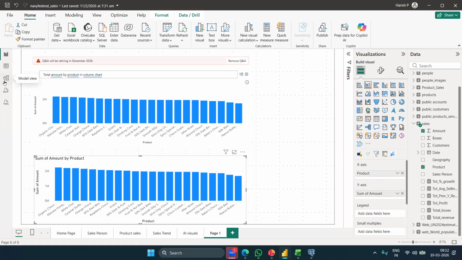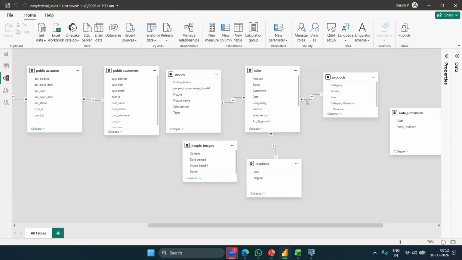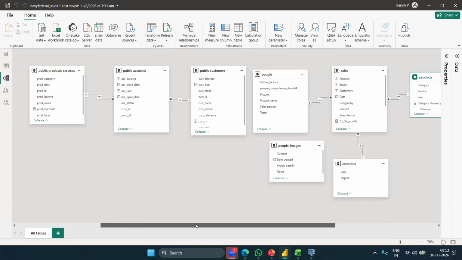We have the model view to show these relationships. A sales table, which is a fact, is connected with people, location, and products dimension tables. Here, this table has three dimensions. And we are going to learn all these things as part of our course curriculum in the coming days.